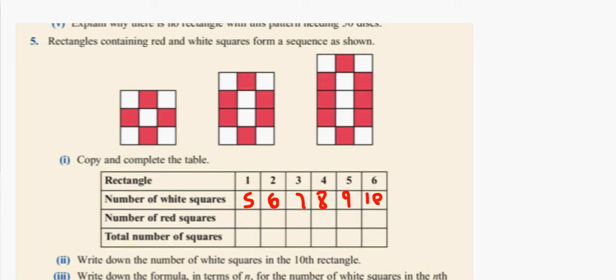Now what about the red squares? 4, yeah. 6. 8. So they're going up in twos, aren't they? This would imply that overall it's going up in threes, isn't it?